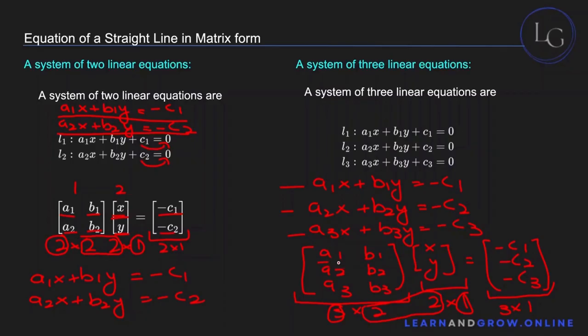And again, A1x plus B1y must be equal to minus C1. We have the first equation. A2x plus B2y must be equal to minus C2. That is indeed the second equation, and similarly we have the third equation, A3x plus B3y is equal to minus C3, and that is indeed the third equation. And this is just how you simplify linear equations by converting them into matrices.